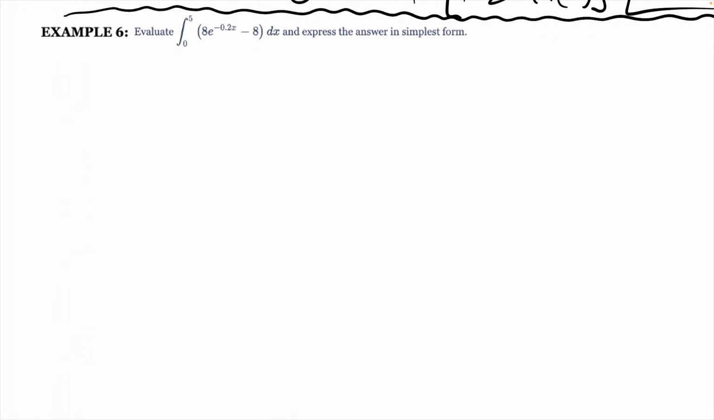Okay? So e always has powers, right? E always has powers of whatever. Like this guy has a power of negative 1/5 x, or negative 0.2x. E is known for having powers because it's exponential.